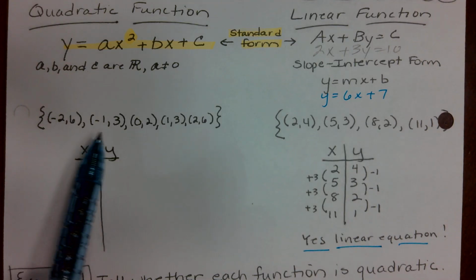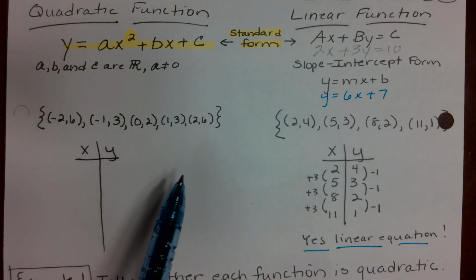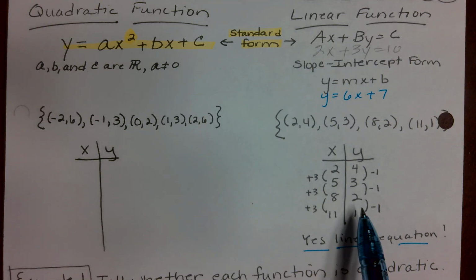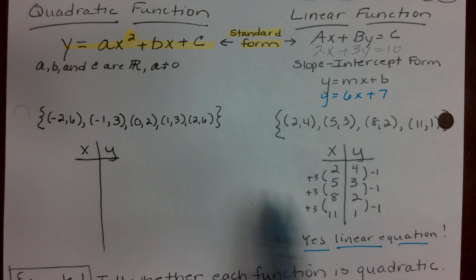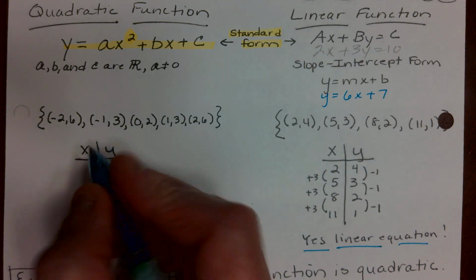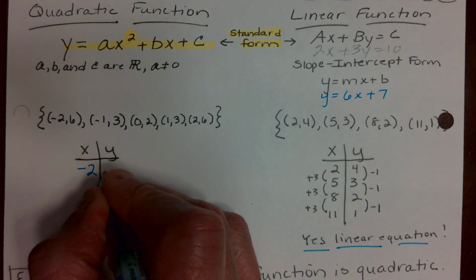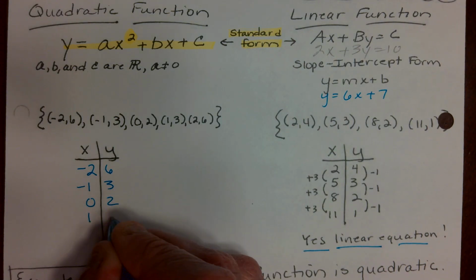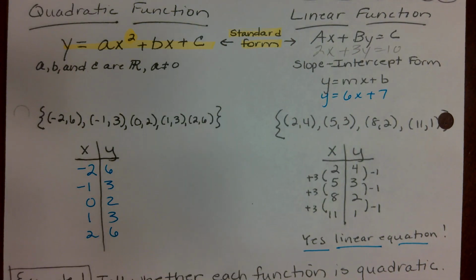Well, there is a way to also check this with quadratic functions. So let's start off the same as we did this. We have to do what we did here first, and then we're going to do one more thing. So let's get going. -2, 6, -1, 3, 0, 2, 1, 3, 2, 6.